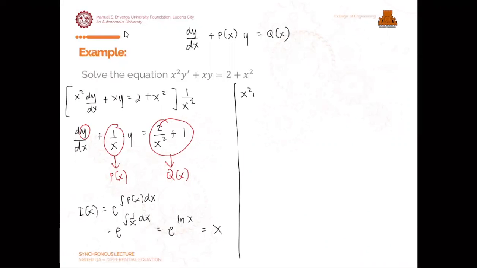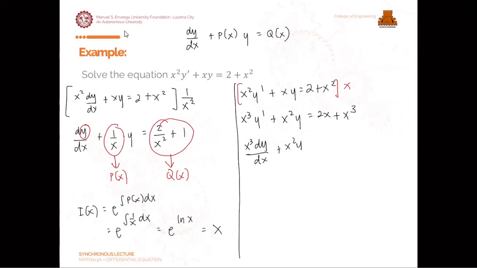So, balik tayo dito, x squared y prime plus xy is equals to 2 plus x squared. Multiply natin by x. So, we have x cubed y prime plus x squared y is equals to 2x plus x cubed. Okay. Then ito will be x cubed dy over dx plus x squared y is equals to 2x plus x cubed. Then multiply natin both sides by dx. So we have x cubed dy plus x squared y dx is equals to 2x dx plus x cubed dx. Okay.